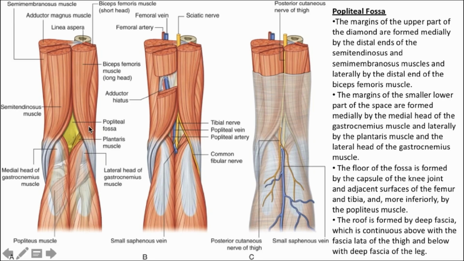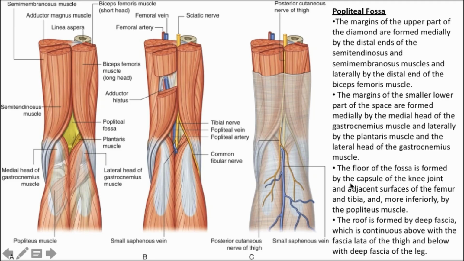The roof of the popliteal fossa is formed by deep fascia, which is continuous from what we know as the fascia lata from the thigh, and it travels downward, and that forms the roof. So what's important about the popliteal fossa? Why do we need to remember it?